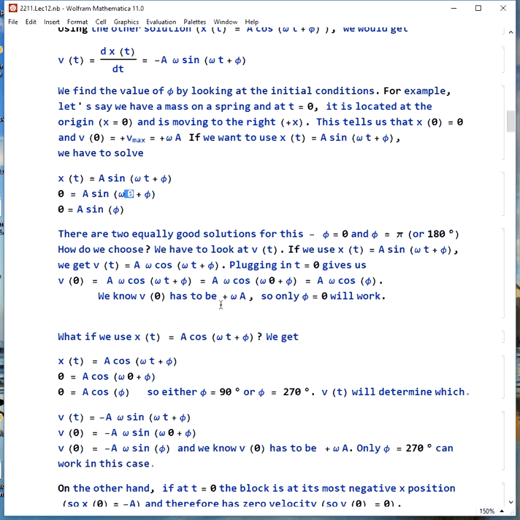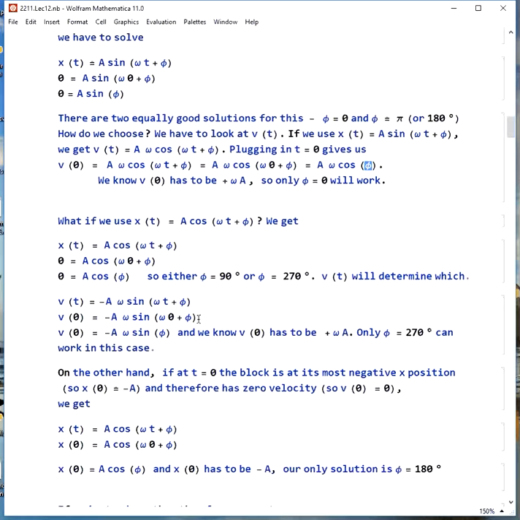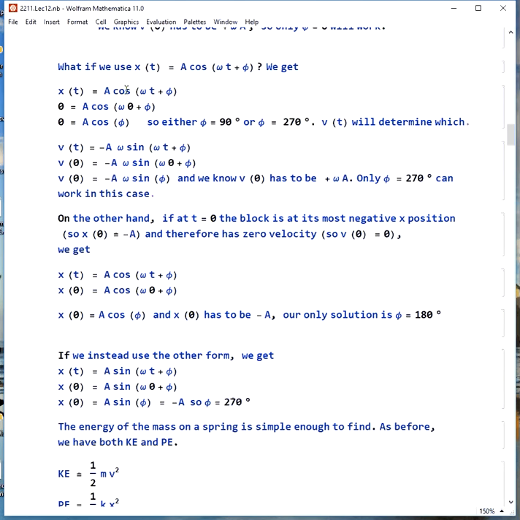What would we get if we used the cosine solution instead? Again, we know that at t equals 0, x has to equal 0, so we plug it in. Now we want a phi that will give us 0 if we take the cosine. So our choices are 90 degrees or 270 degrees. And again, we look at v to figure out which one we want. V is then going to be negative a omega sine omega t. We plug in 0 for time. V is negative a omega sine phi in that case. And since we know v at 0 has to be positive omega a, the only way this works is if phi equals 270 degrees.